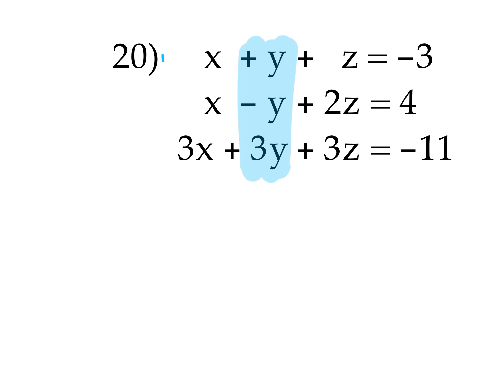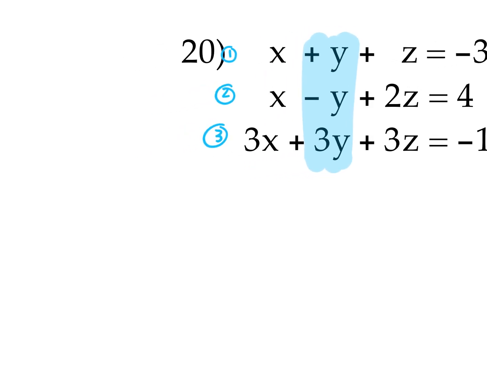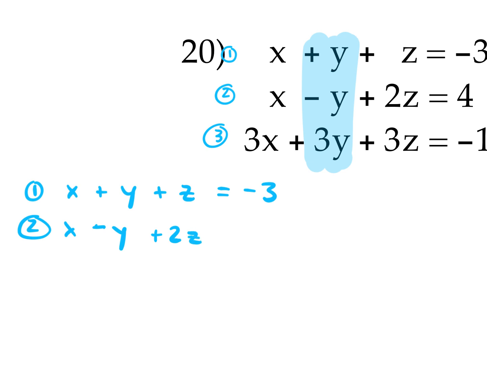So let's label our equations as 1, 2, and 3. Now, which 2 equations do you want to combine together first? 1 and 2. Good choice because we see that our y's are going to cancel out right away. So I have x plus y plus z is equal to negative 3, and x minus y plus 2z is equal to 4.